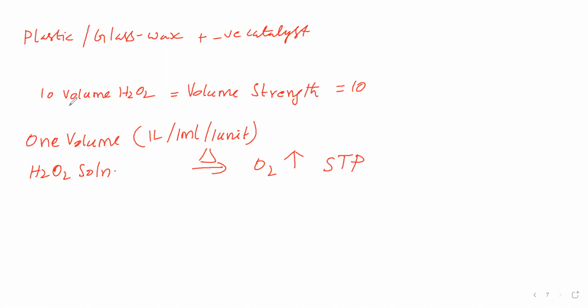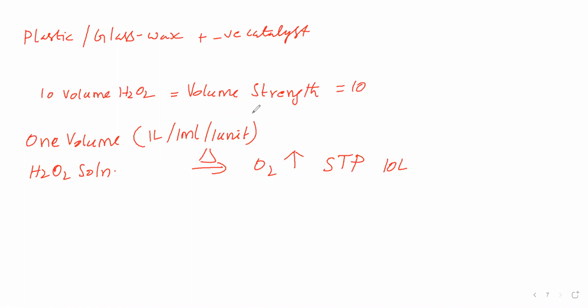Suppose you are taking 1 liter of this solution. This solution is heated. You are getting oxygen gas. At STP, you measure this volume, you will get 10 liters. Therefore, 10 volume is stated. Suppose if you take this solution 1 ml, you will get 10 ml of oxygen at STP. If you take 1 meter cube, you will get 10 meter cube. That's why this 10 is given. So volume strength 10 means that is the meaning.